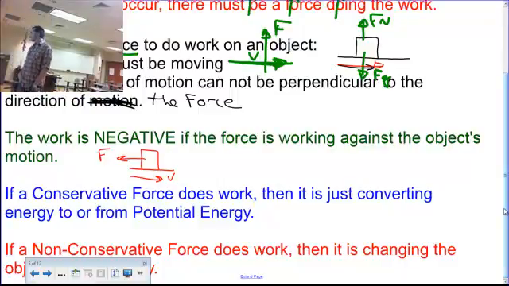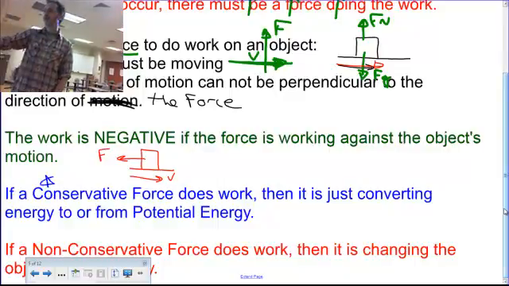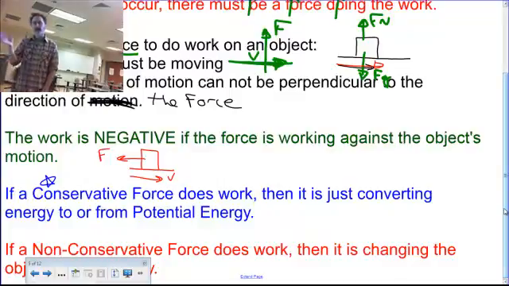Now, next issue. If a conservative force does work, then it's just converting either kinetic energy to potential energy or vice versa. Honestly, this point here is really not going to be a big deal for us. But technically speaking, conservative forces just do work to change either potential energy to kinetic energy or vice versa. So we're not going to get too tangled up about that.